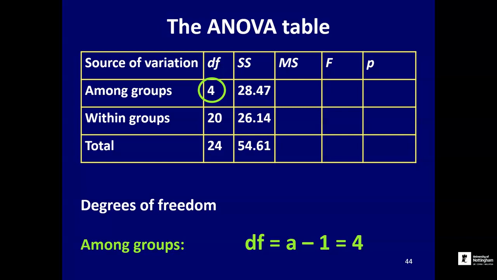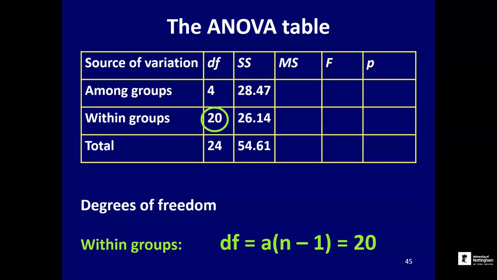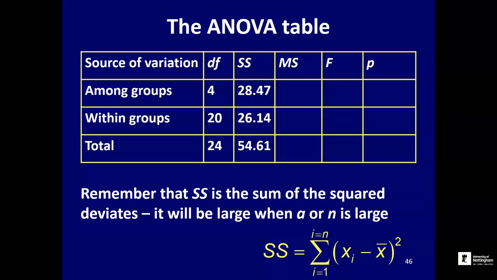So the degrees of freedom for the among group variation is the number of groups, A, minus 1. We have 5 species in our bird example. Minus 1 is 4. That's the degrees of freedom among groups. The degrees of freedom for within groups is slightly more complicated. It's the sample size of each group, which in our case was 5, minus 1, so n equals 5, minus 1 is 4, multiplied by the number of groups, which in our case is 5. So 5 times 4 is 20. And we can also calculate the total degrees of freedom too.